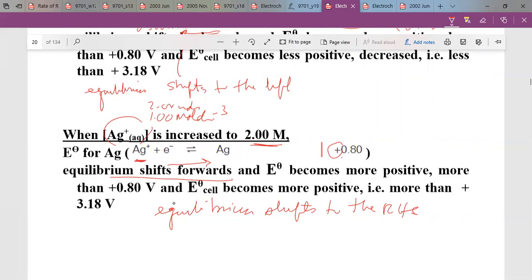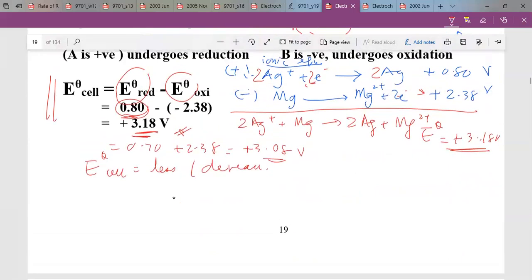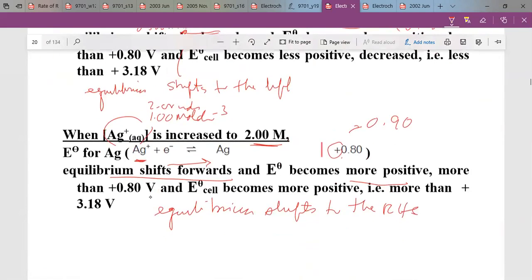Shifts forward means that it becomes more positive, because going forward, whatever is positive can become more positive. So maybe it comes to 0.90. So it becomes more positive, and what happens to the E cell? It will be 0.90 plus 2.38, because this doesn't change, it's 1 mole per dm cube. So it becomes 3.28. The EMF will increase. So E cell becomes more positive. So you can see, if I just change the concentration, it will affect the overall cell EMF.